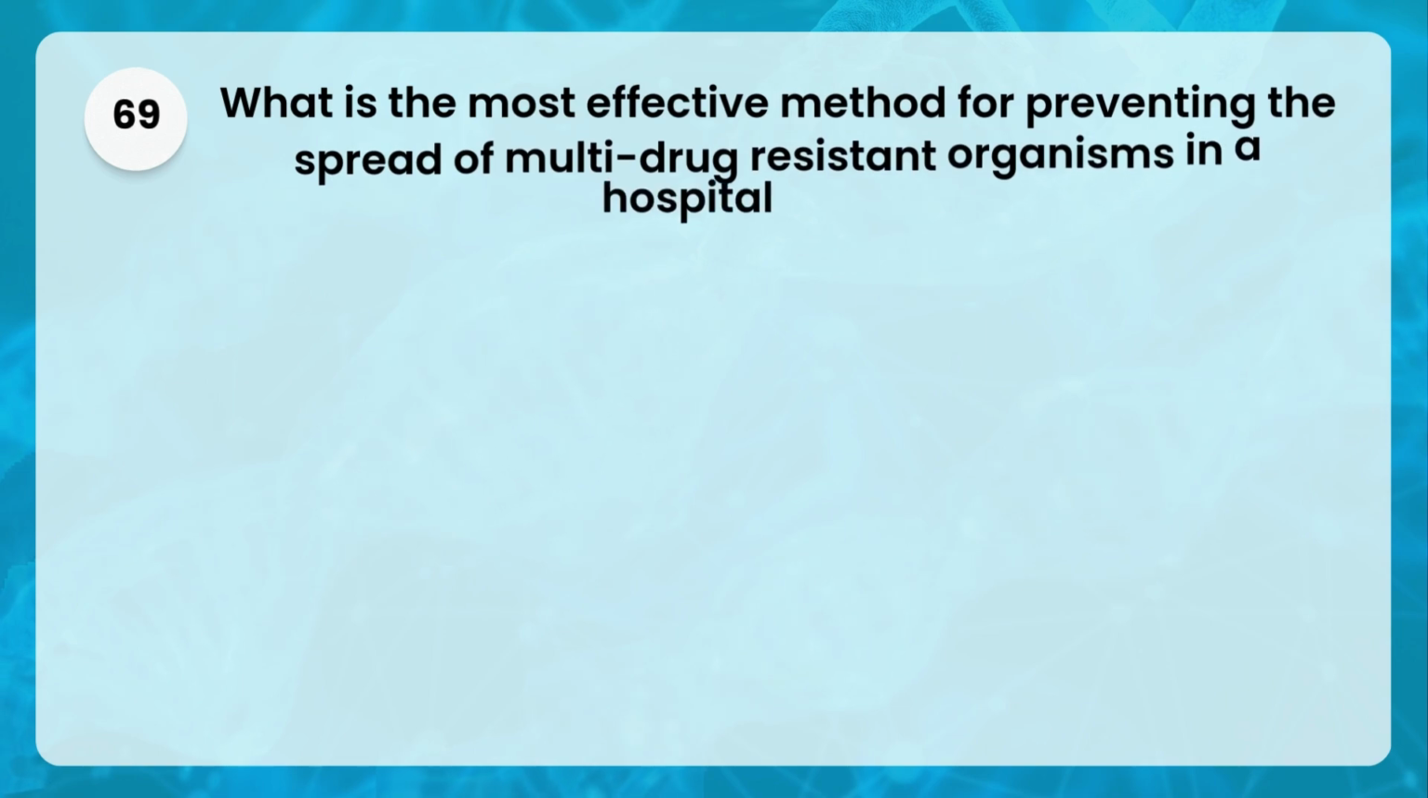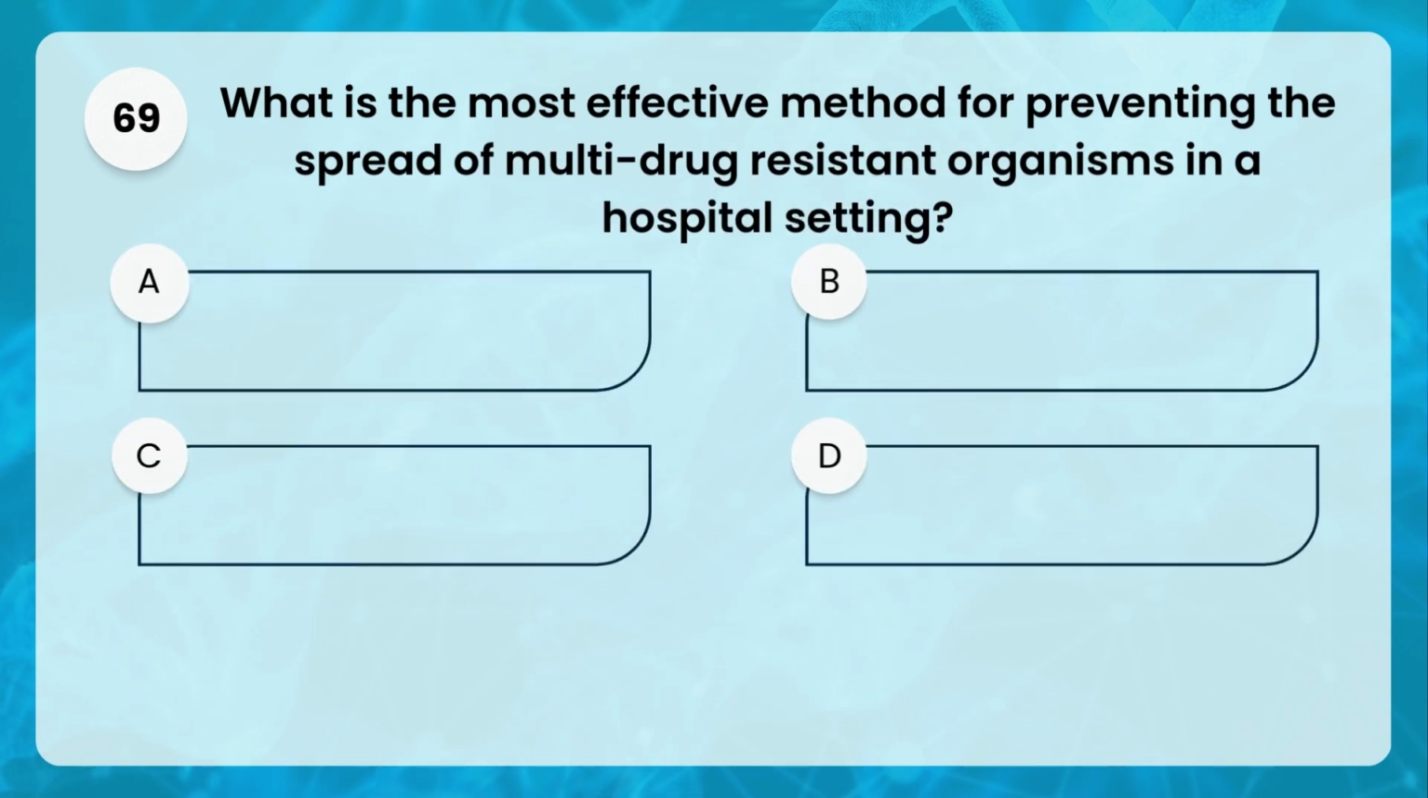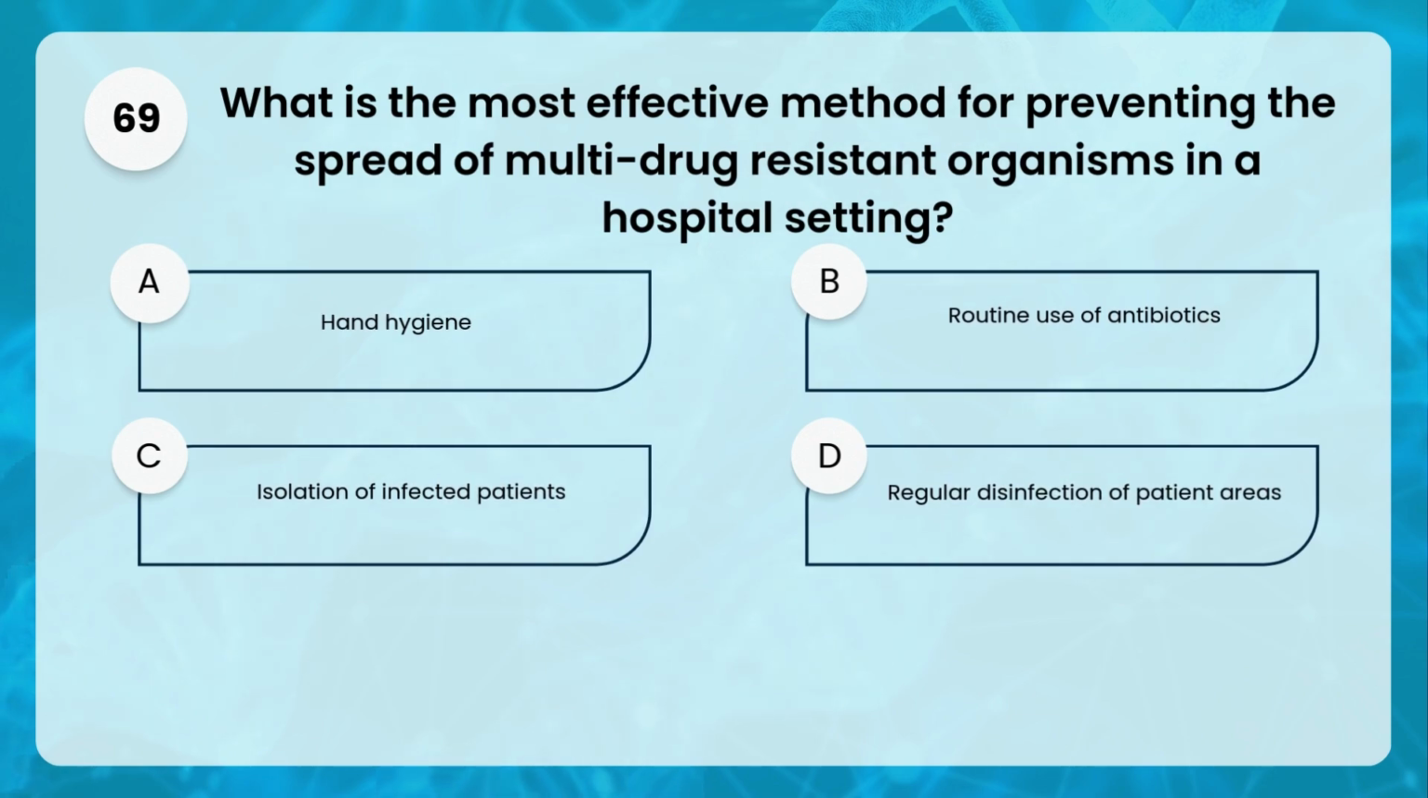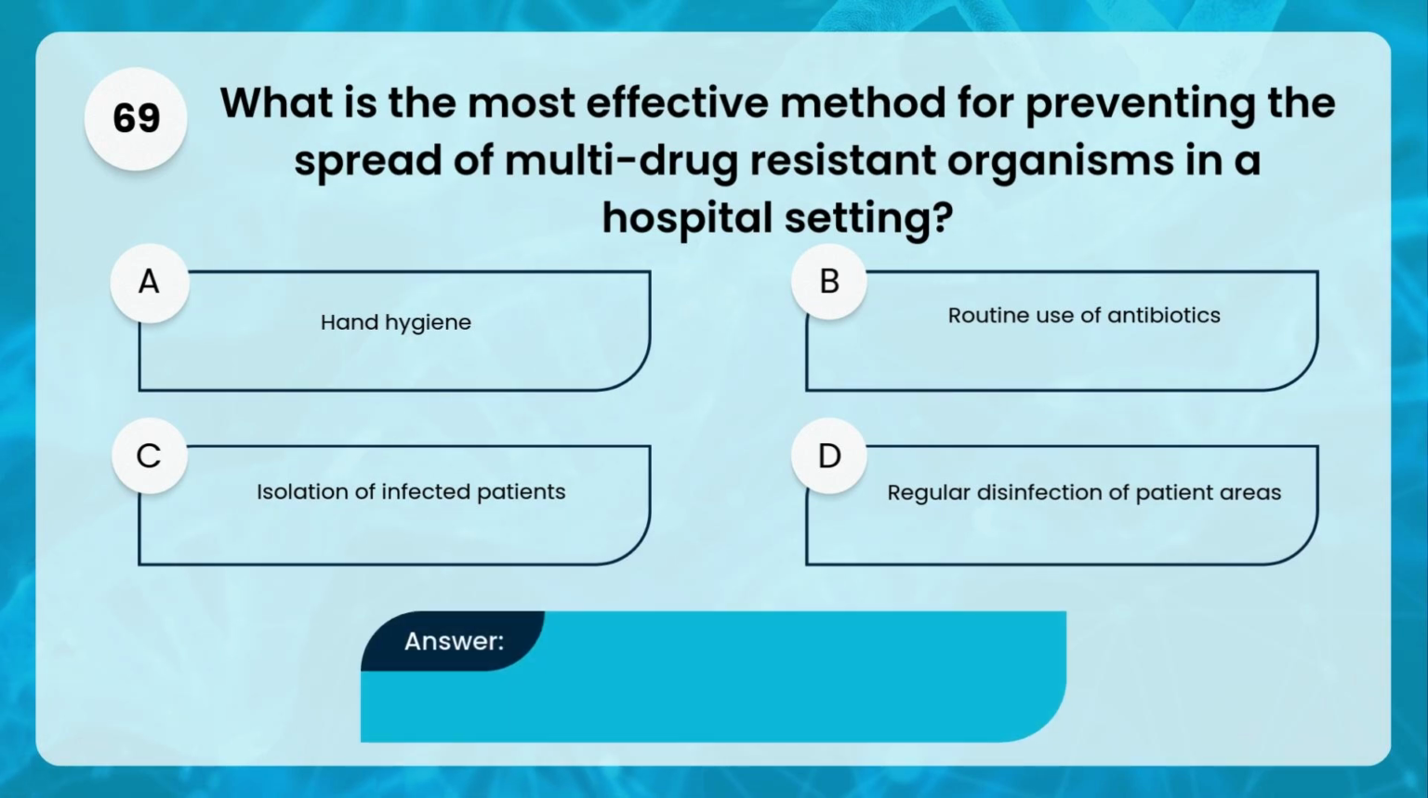69. What is the most effective method for preventing the spread of multi-drug resistant organisms in a hospital setting? A. Hand hygiene, B. Routine use of antibiotics, C. Isolation of infected patients, or D. Regular disinfection of patient areas? The answer is A. Hand hygiene.